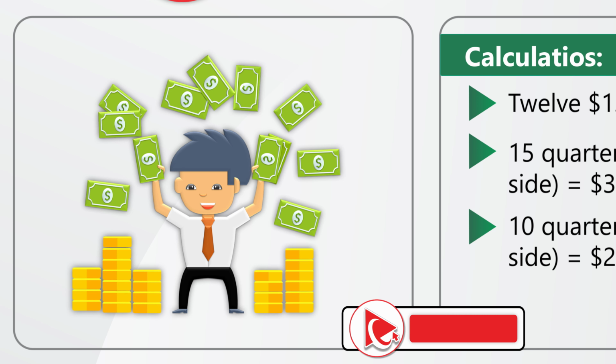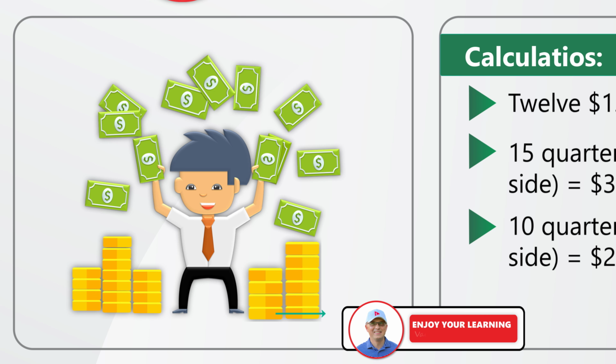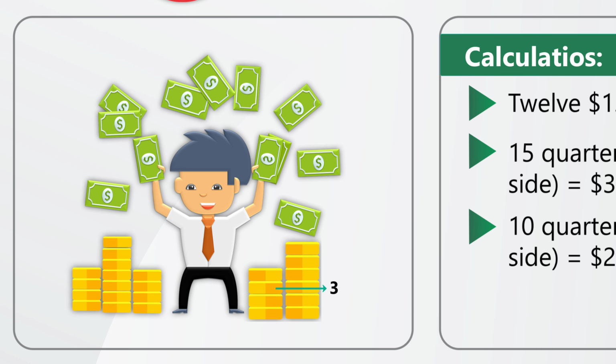And now let's do the same thing, but for the right side, which has 10 quarters. 1, 2, 3, 4, 5, 6, 7, 8, 9, and 10.